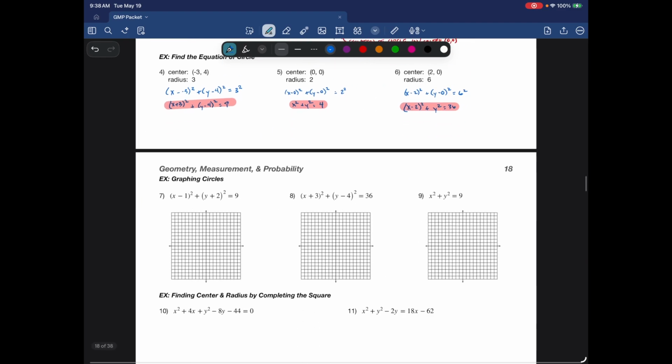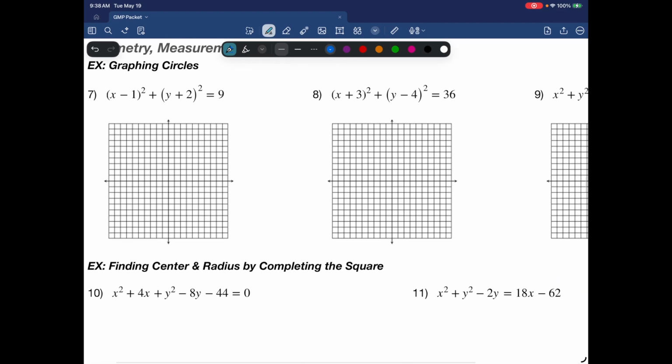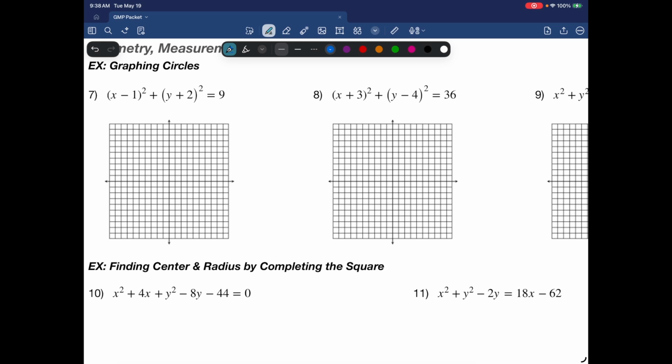Okay, what about graphing? All right, graphing. On number 7, we have a center at (1, -2), so that's right there. And then your radius is the square root of 9, so the radius is 3. So you would go 3 in every direction: 1, 2, 3, in each direction. All right, and then just connect the dots. And just do the best you can.